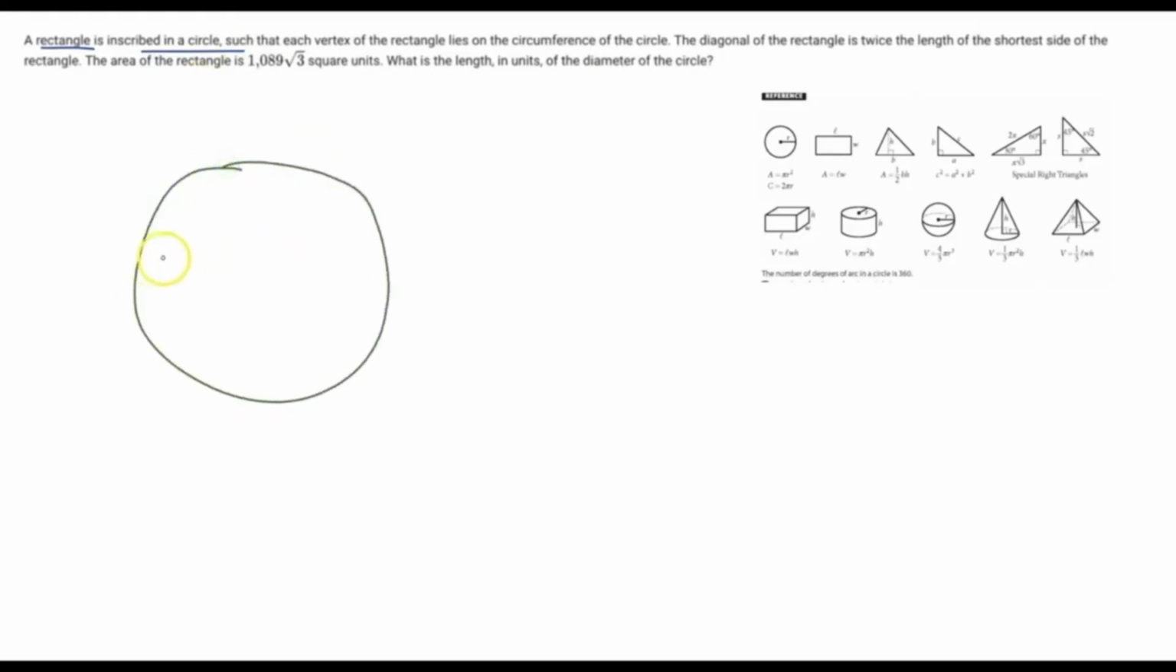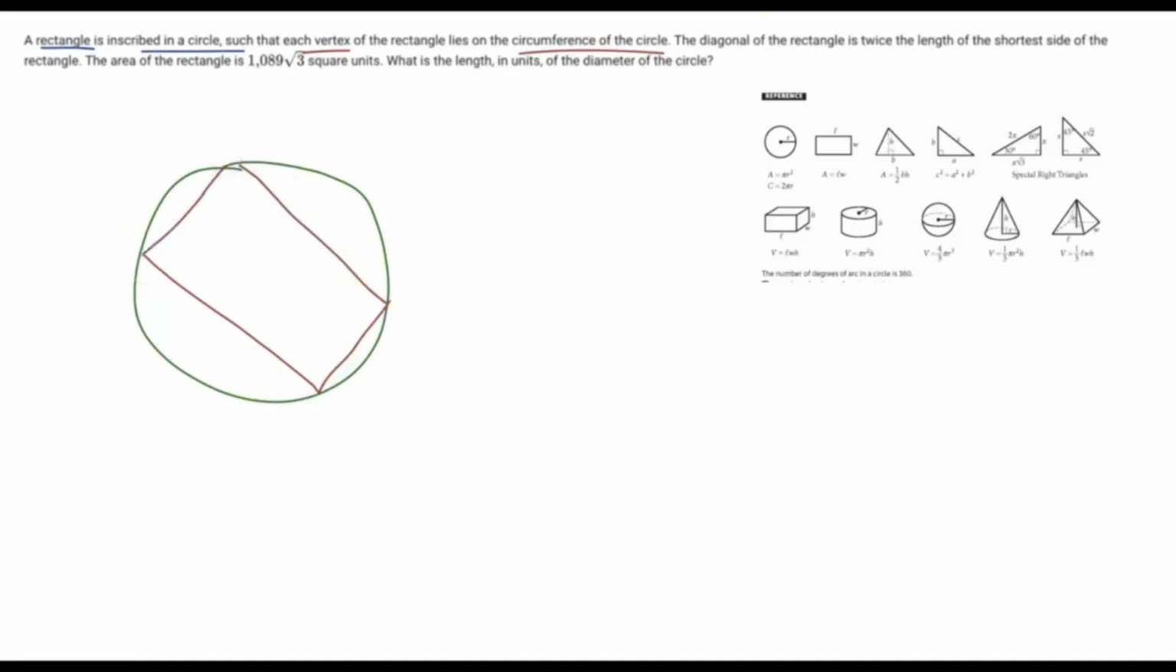So I'm going to draw a circle and then draw a rectangle. The rectangle is drawn such that each vertex, or each corner of the rectangle, lies on the circumference of the circle. So what it's going to look like is one corner goes there, boom. And then the corners of that rectangle are going to be on the circumference, or the outside, of that circle.